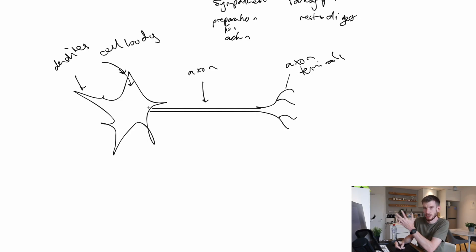In terms of how the message actually gets across, it's more about the chemistry of it. So if we start, for example, right here, we're going to look at what happens when the membrane changes its potential.